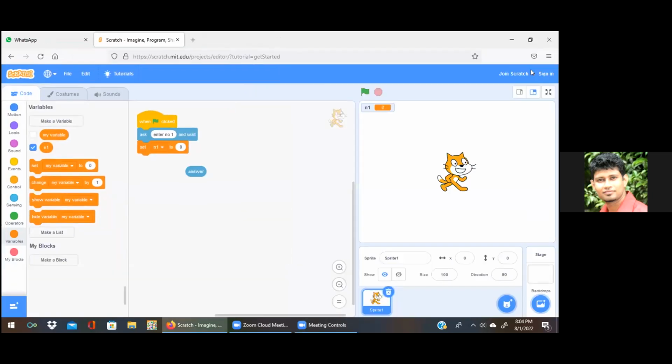Yeah, enter number 1. Set the answer. Answer to this 0. Drag and drop that to 0. Yeah, we place it there. Okay, good. So this is how you save the answer. Right, now you can click the flag and see.